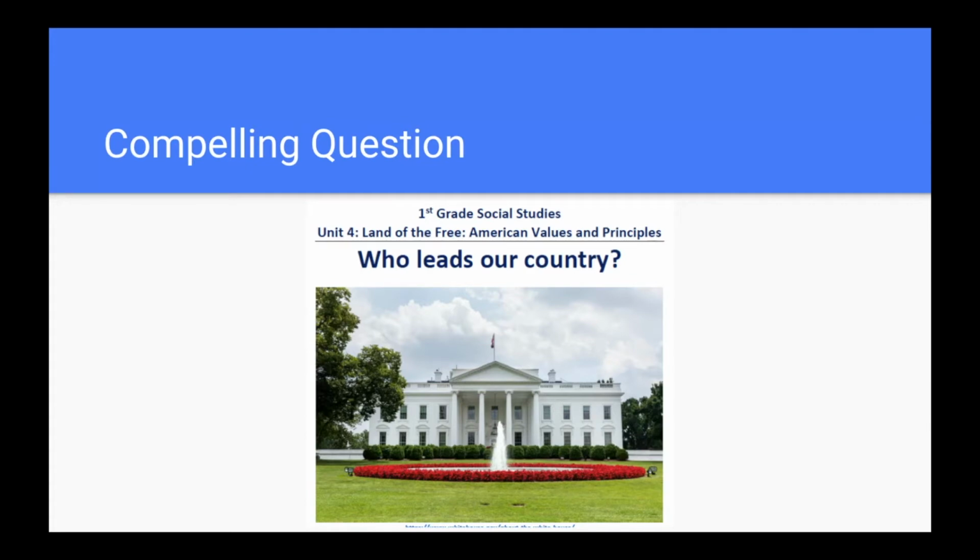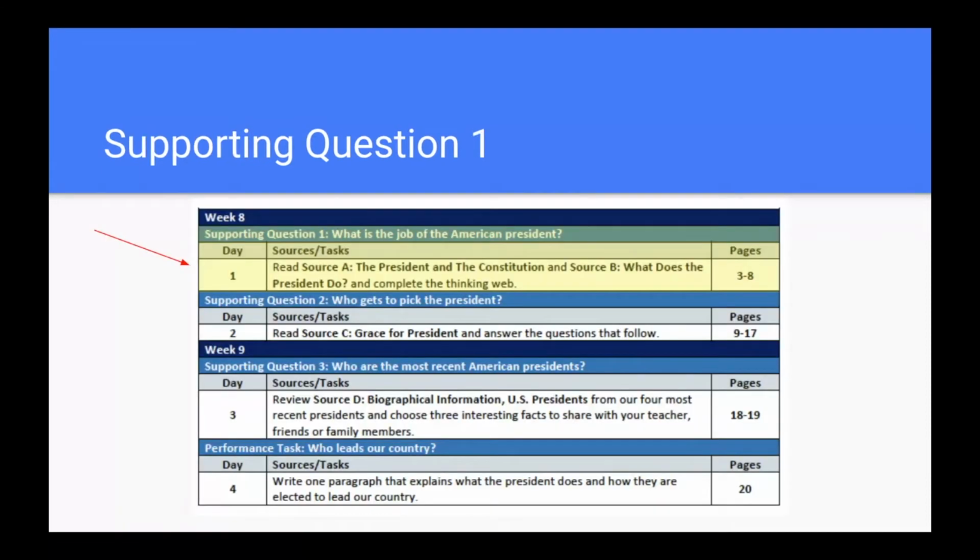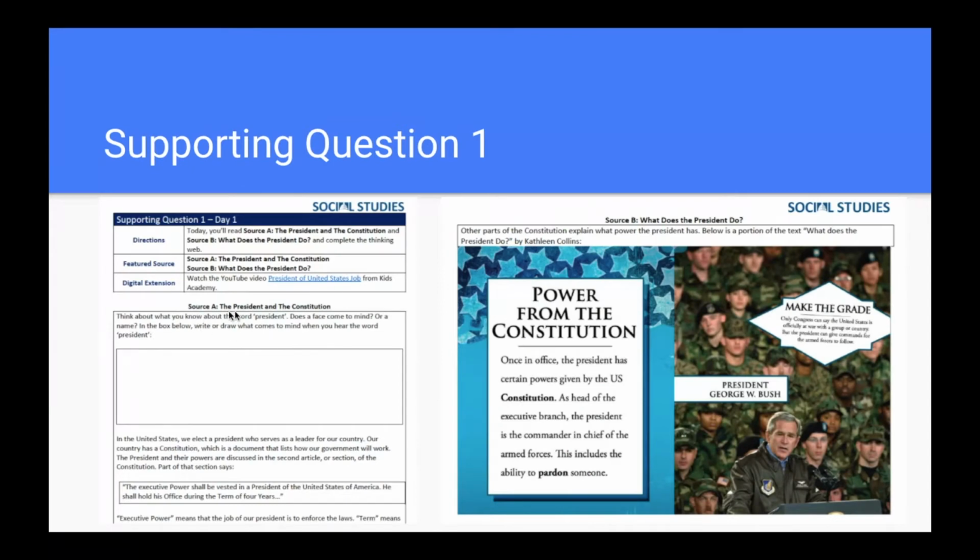What is his job? We're going to explore that in the first supporting question, what is the job of the American president? To answer this question, you're going to look at two different sources, the president and the Constitution, and what does the president do? Both can be found in the packet.